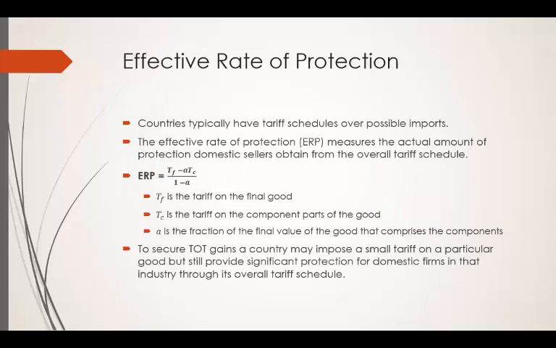Now, countries in general typically have tariff schedules over possible imports. The concept of the effective rate of protection measures the actual amount of protection that domestic sellers obtain from the overall tariff schedule. The formula is given as follows. The ERP, which is the effective rate of protection, is equal to the difference between the tariff on a final good and the tariff on component parts of the good weighted by the fraction of the value of the final good that comprises the component parts and divided by 1 minus that weight.